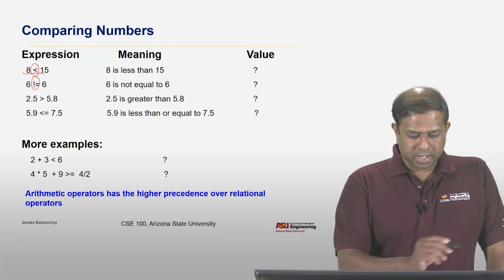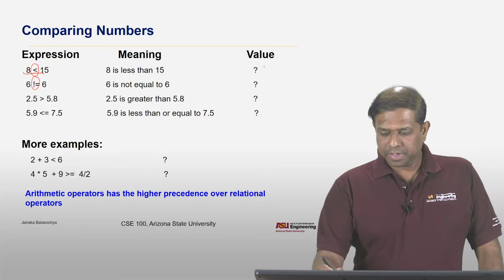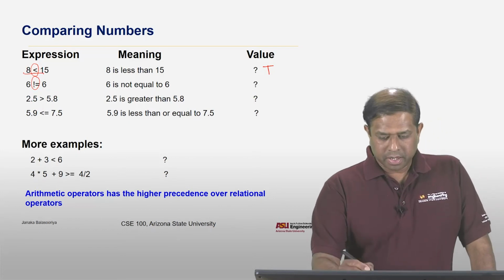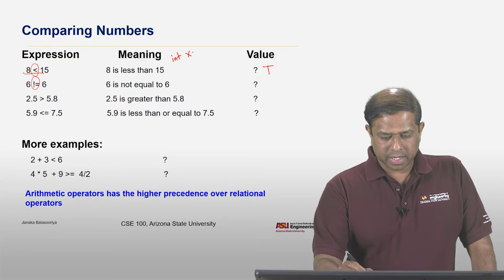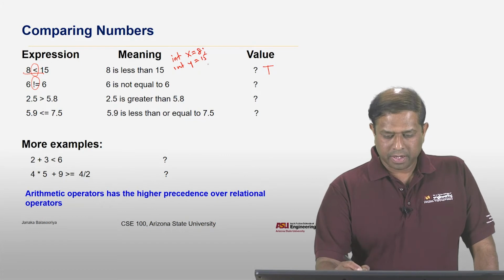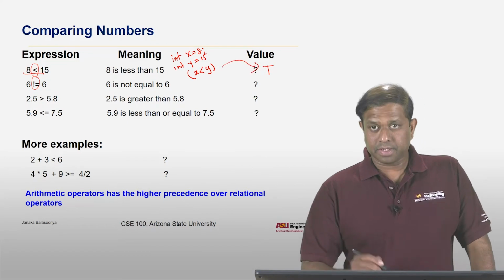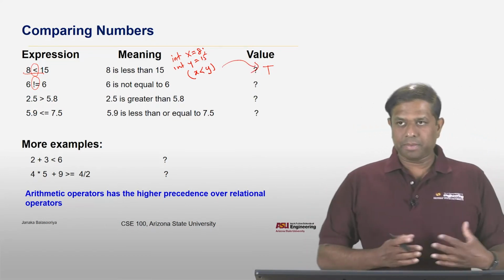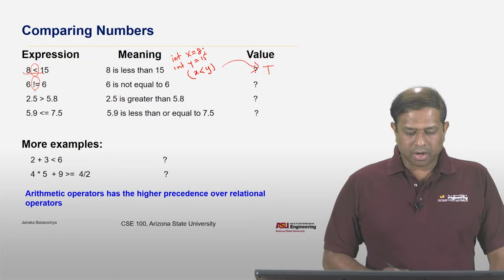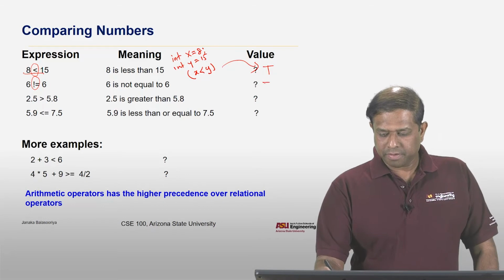Now if I write an expression like 8 less than 15, we know that 8 is less than 15, so therefore this comparison is going to give me true. The good thing about this is that we can put them into variables, like we can say int x equals 8 and int y equals 15, and then we can check whether x less than y. That will also give us the same output. So we can put this data into integer variables and then make the comparison as well. Now 6 not equals 6, we know that 6 is exactly equal to 6, so therefore this is going to give us false.